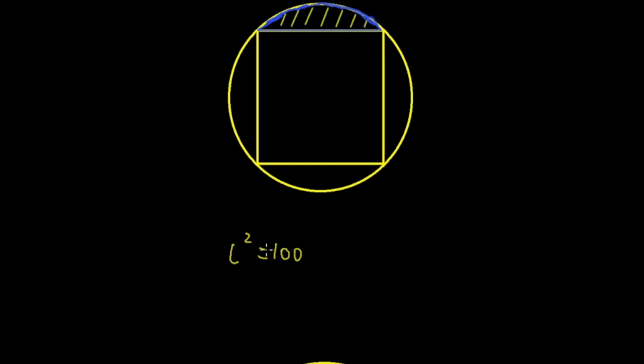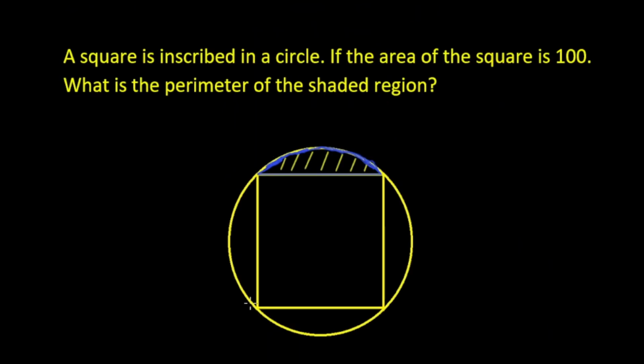Then take the square root of both sides. We have L equals the square root of 100. And of course, a side length has to be positive. So that will give me L equals 10. So that means each of these side lengths is 10. That means this is 10. Okay, now we have the answer for the horizontal line, right?